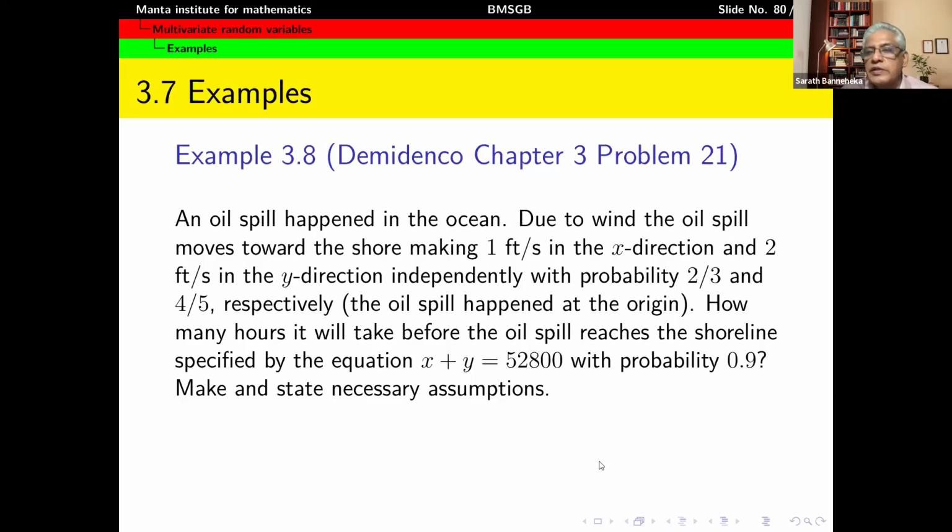X values and Y values are added up. So we are going to assume that the number of hours for this to happen will be a large number, because there's no other way actually, because we'll have to look at the sum of some random variables. And some information is given, and from that also we can deduce the distributions for the movement in the x direction and y direction. So let's look at the problem.